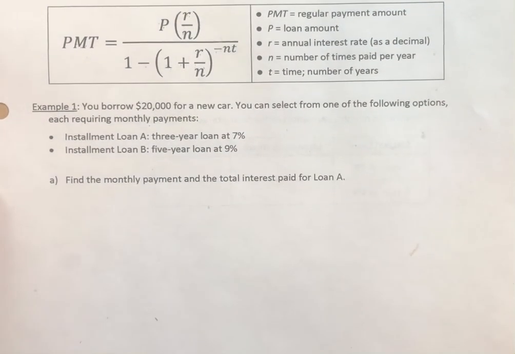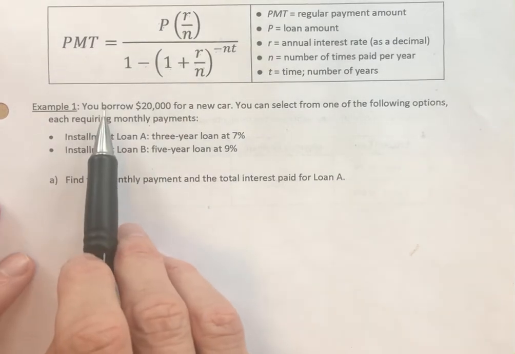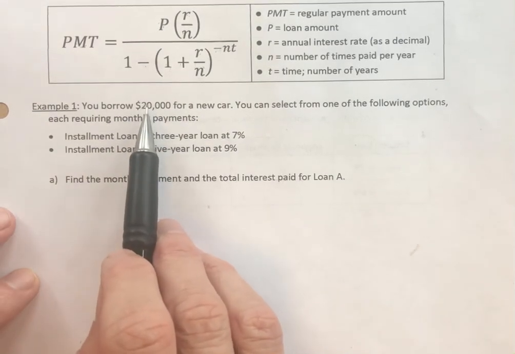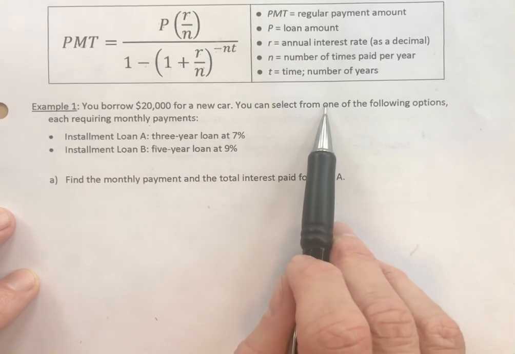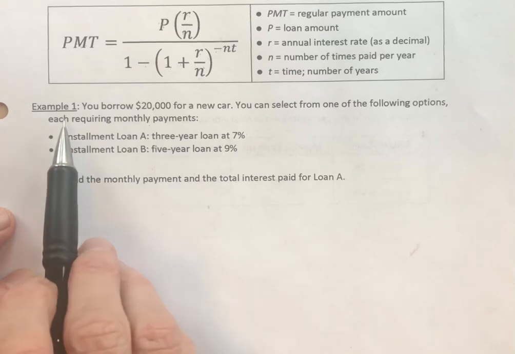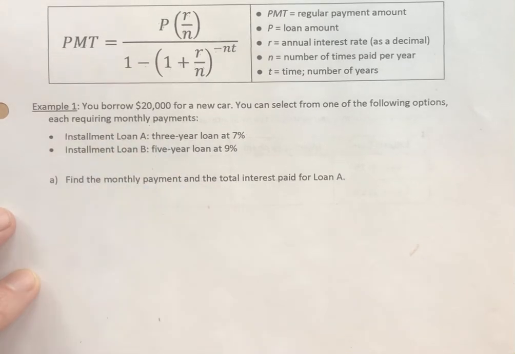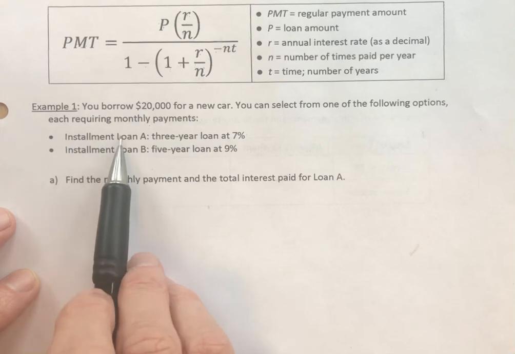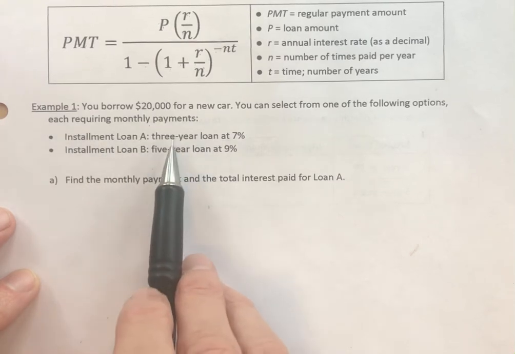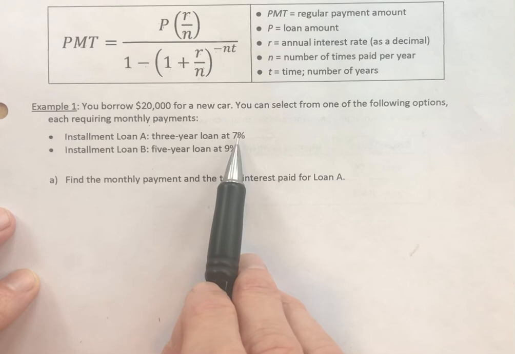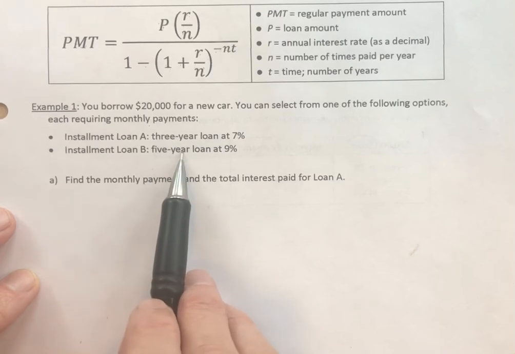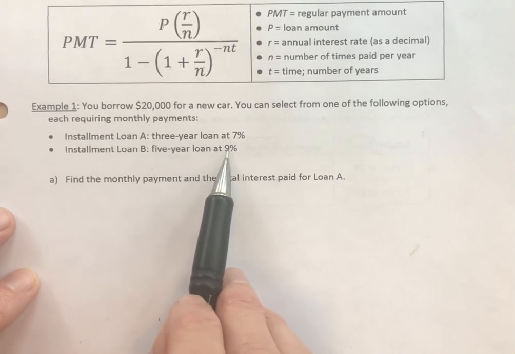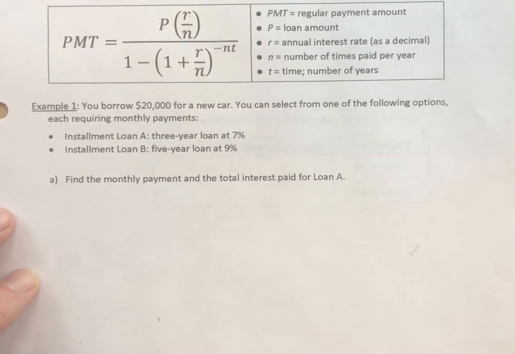Okay, so I want to keep that there. You're going to borrow $20,000 for a new car. You can select from one of the two following options, each requiring monthly payments. Your installment loan A says we'll give you a 3-year loan. The interest rate will be at 7% per year. Installment loan B will be a longer loan, a 5-year loan, at a little higher interest rate, 9% per year.